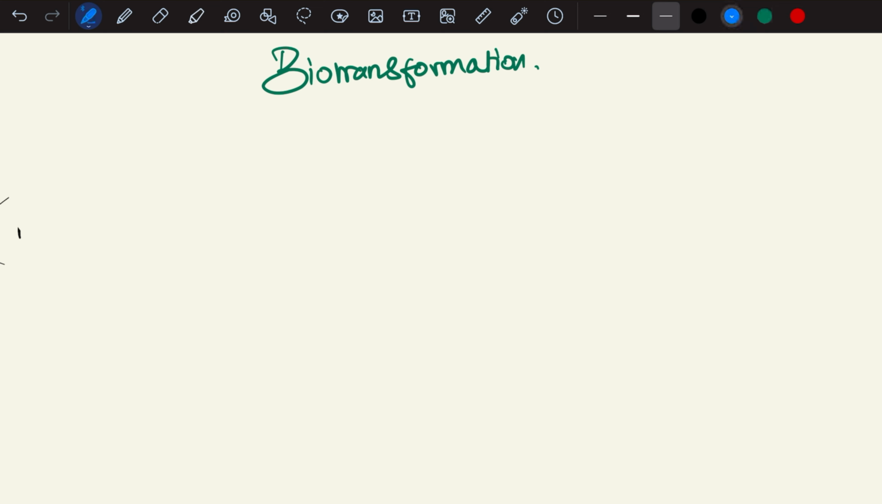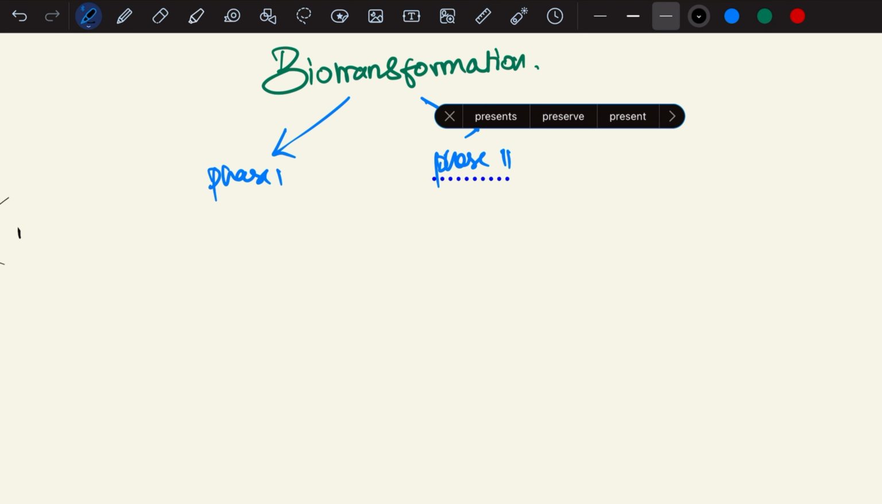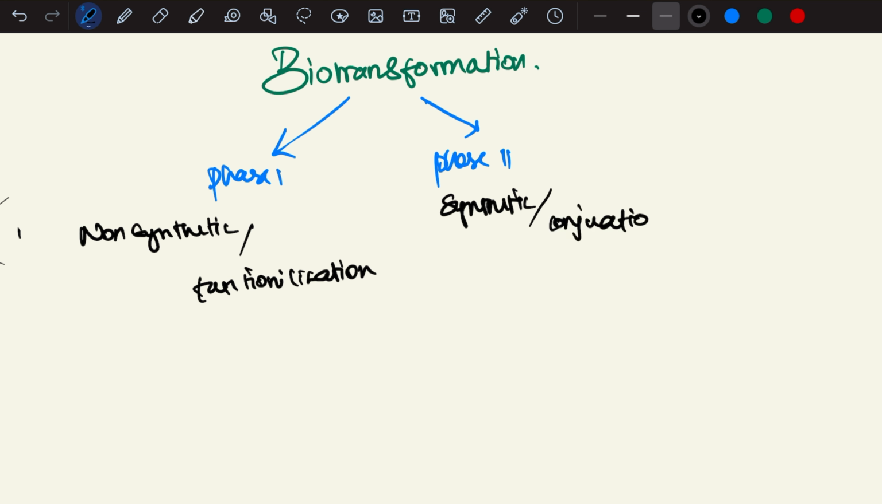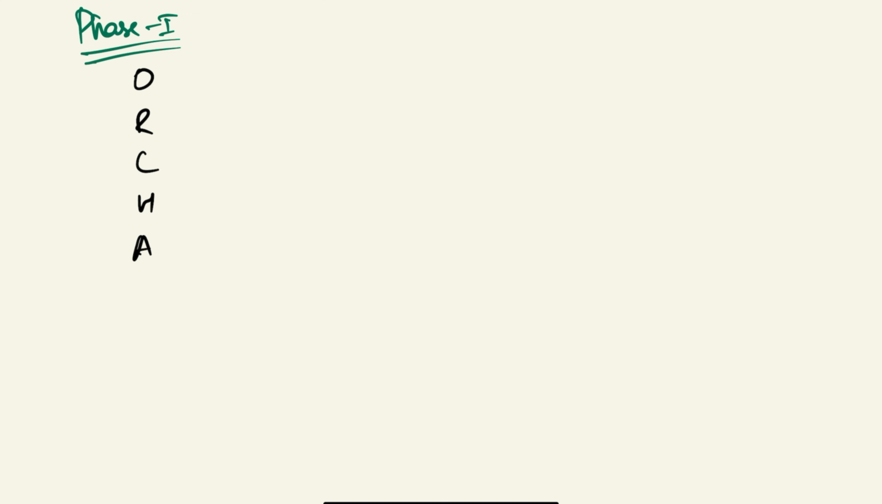So biotransformation can be divided into two, that is phase 1 and phase 2 reactions. Phase 1 reactions are non-synthetic, whereas phase 2 reactions are synthetic. You can also call the non-synthetic reaction functionalization, whereas you can call phase 2 conjugation. Non-synthetic reaction is, as the name says, functionalization. You're just adding functional groups. It can be OH, COOH or anything. Any functional groups can be added in phase 1 reaction.